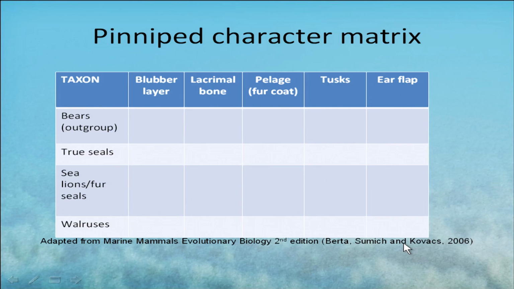Let's create our very own character matrix for the pinnipeds. And the pinnipeds, you might recall, are going to be the seals and the sea lions. And from there, we'll create our very own cladogram. The first thing that you'll want to do is jot down this character matrix. If you need to, go ahead and pause the video while you copy this character matrix down.